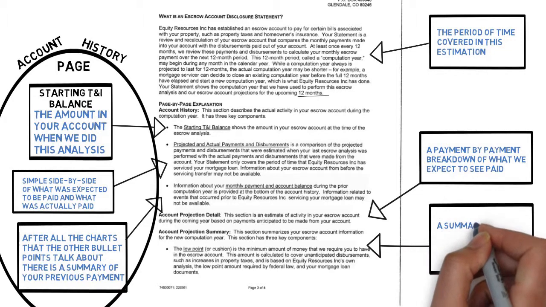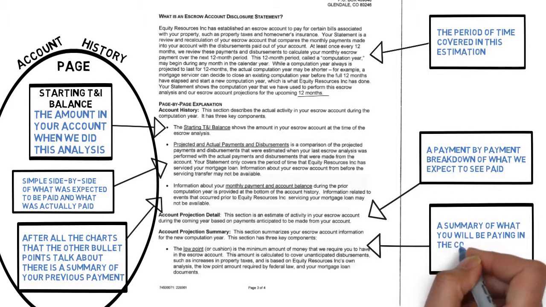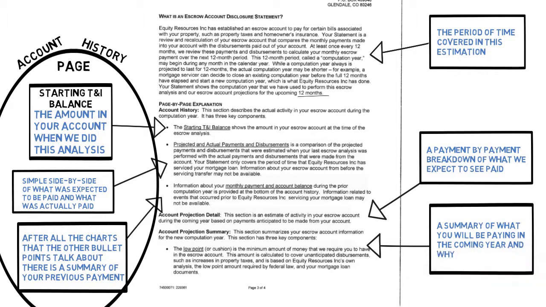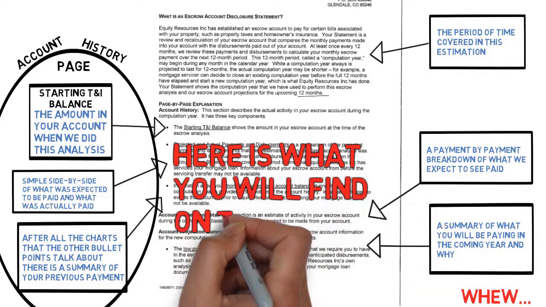Finally, looking at the end numbers, the account projection summary shows what you can expect to pay with an exact breakdown of what you're paying for. The end result will tell you what you're expected to pay in taxes and insurance. It will add in your mortgage payment, and it will add any difference as a result of a surplus, shortage, or deficiency. Okay, that's a lot of arrows and boxes and a lot of explanations. But it's really a very thorough and a little long-winded way of saying, here's what you will find on the next 3 pages.